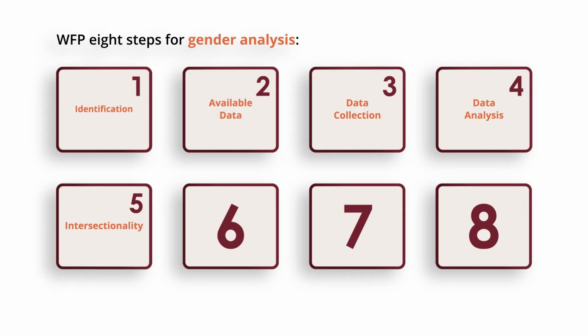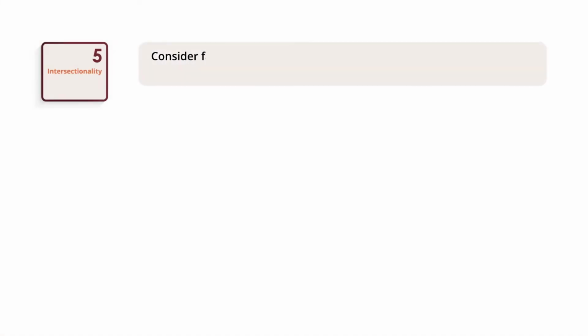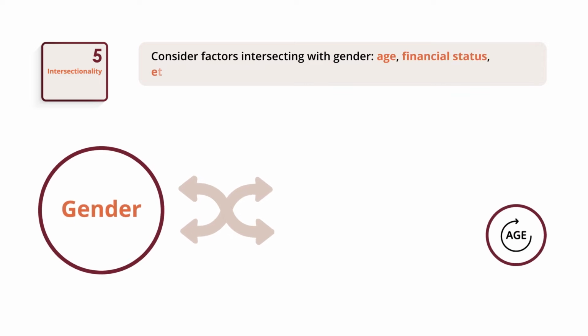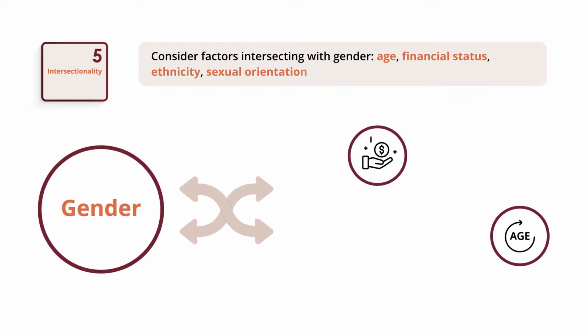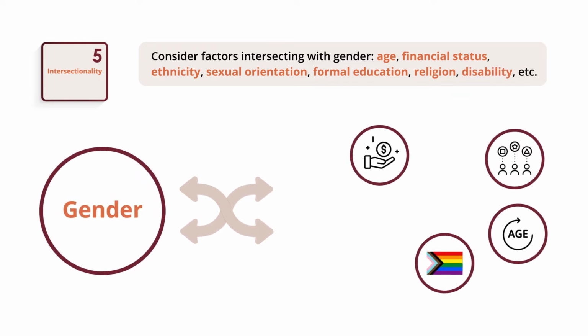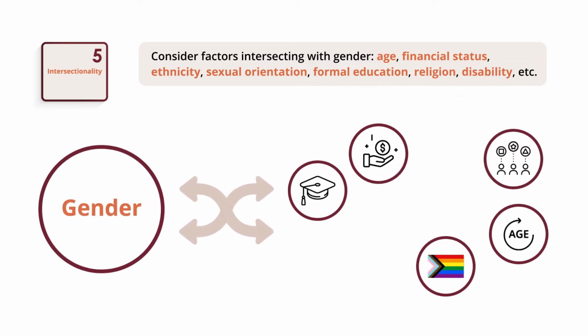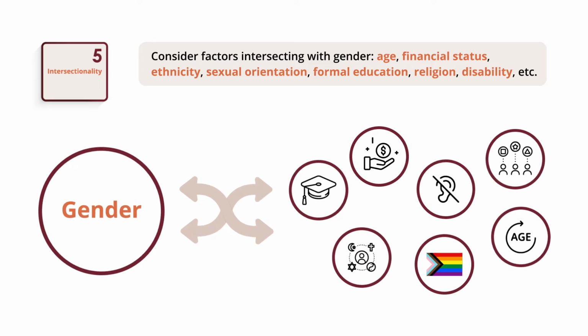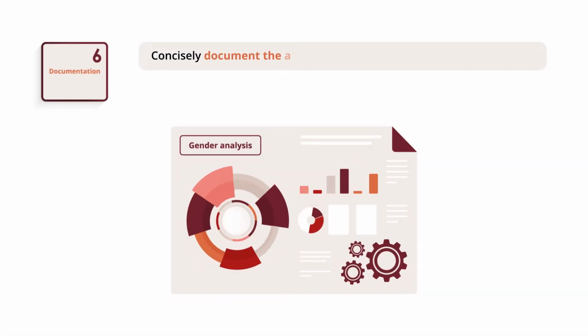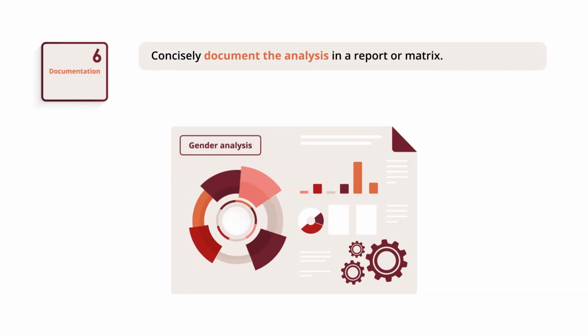Step 5. Consider factors intersecting with gender, such as age, financial status, ethnicity, sexual orientation, formal education, religion, and disability, etc. Step 6. Concisely document the analysis in a report or matrix.